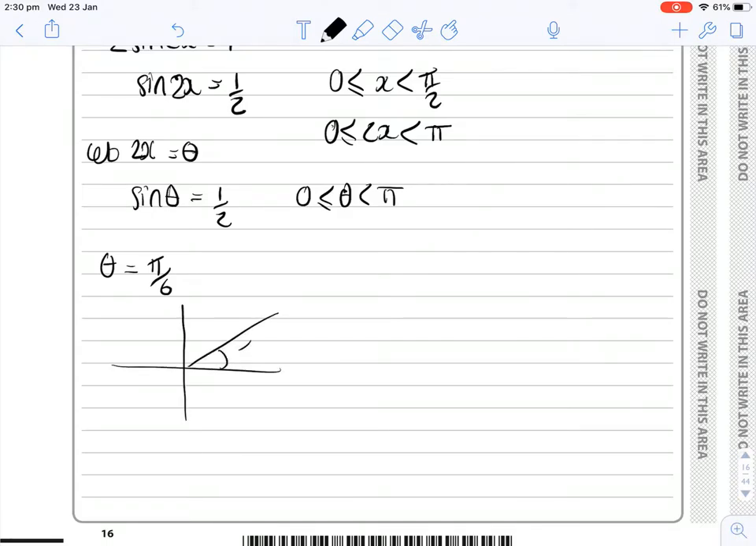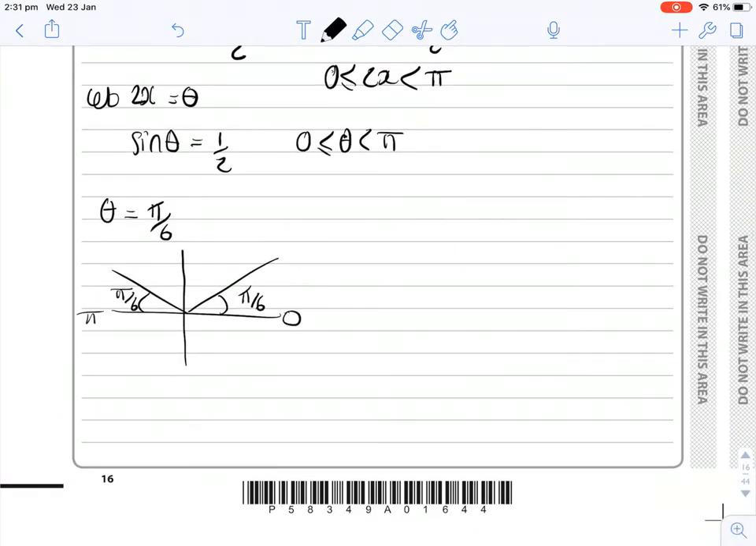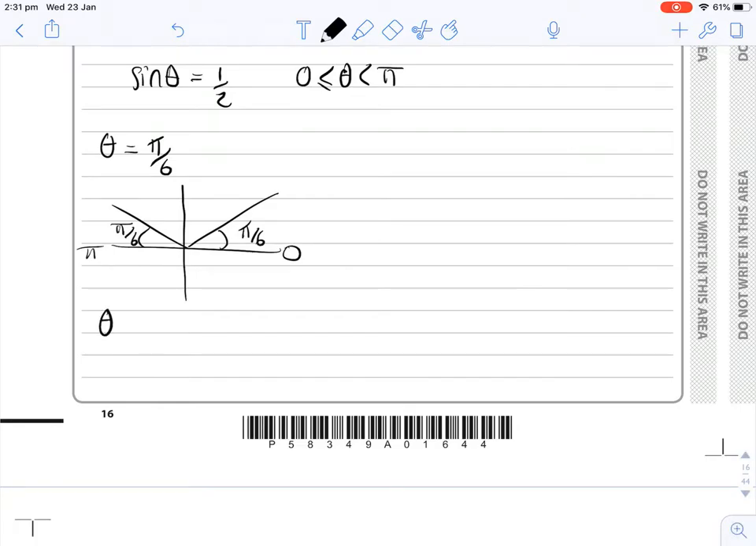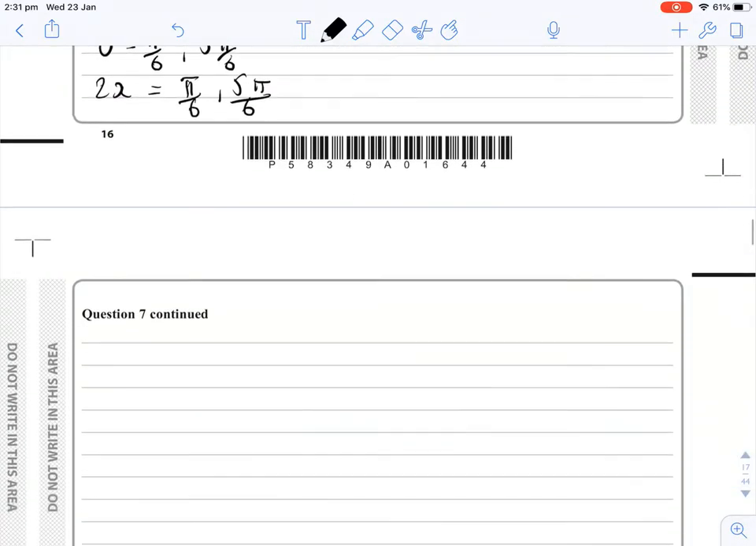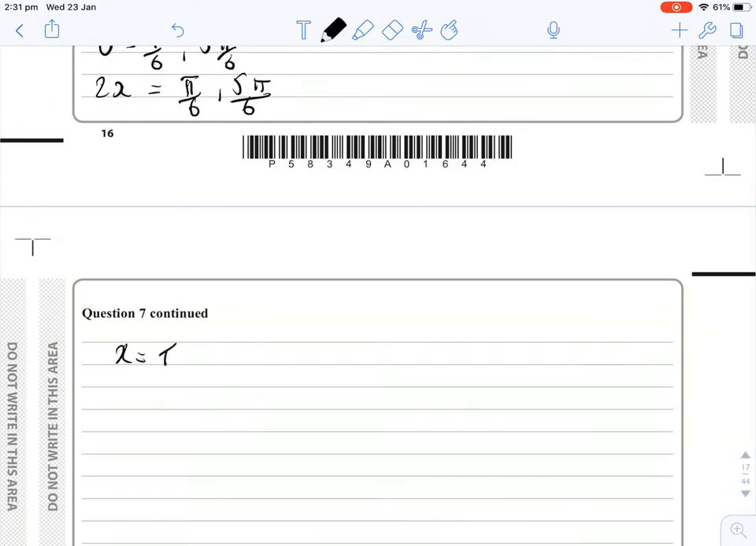So we've got pi over 6 here, and pi over 6 from the other side, because we're only looking between 0 and pi. And so our theta values are going to be pi over 6 and 5 pi over 6. And so 2x is going to be pi over 6 or 5 pi over 6. And so therefore x is equal to pi over 12 or 5 pi over 12.